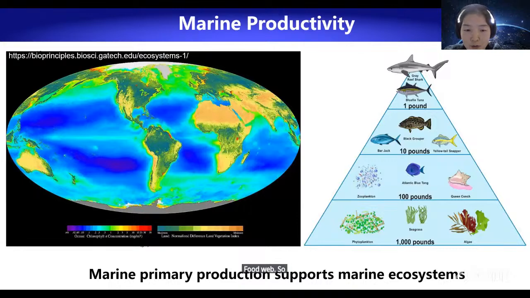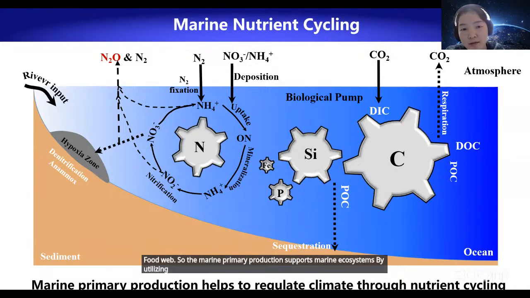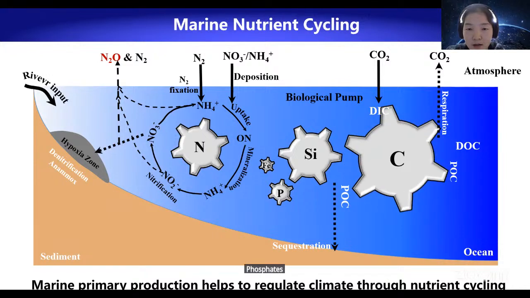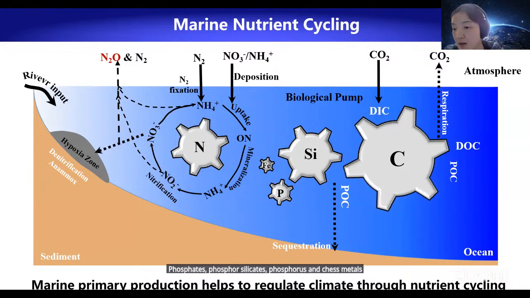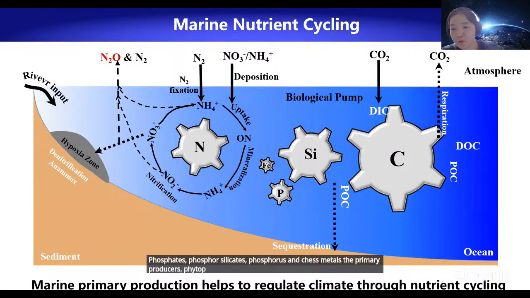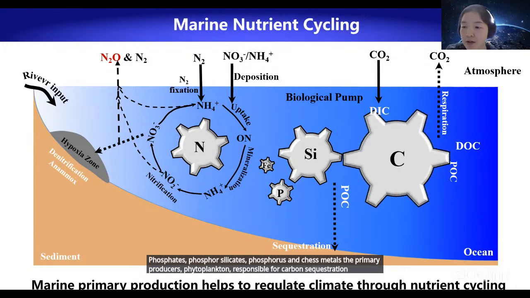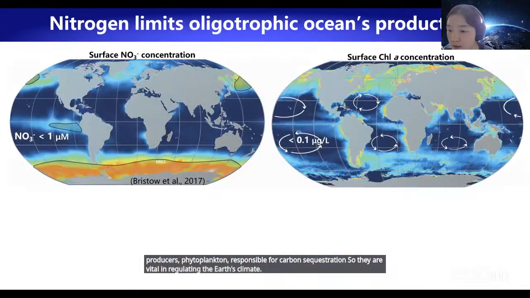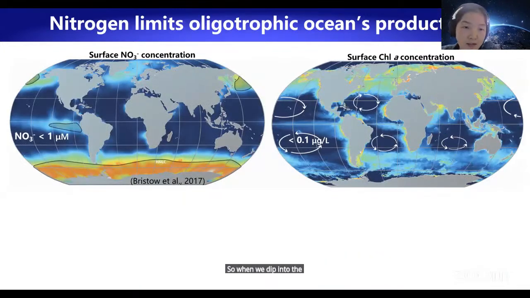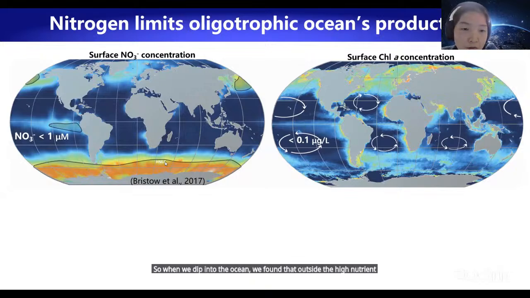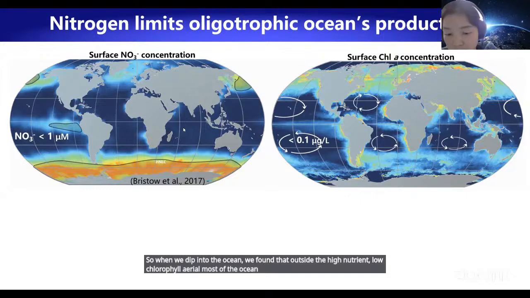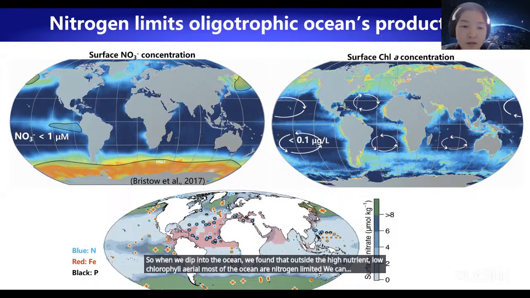So the marine primary production supports marine ecosystems by utilizing carbon, nitrogen, phosphates, silicates, phosphorus, and trace metals. The primary producers, phytoplankton, are responsible for carbon sequestration, so they are vital in regulating the Earth's climate. So when we dip into the ocean, we found that outside the high nutrient, low chlorophyll area, most of the ocean is nitrogen limited. From the experimental data, we can confirm that in the oligotrophic ocean, in most of the subtropical gyre, the primary limiting nutrient is nitrogen.